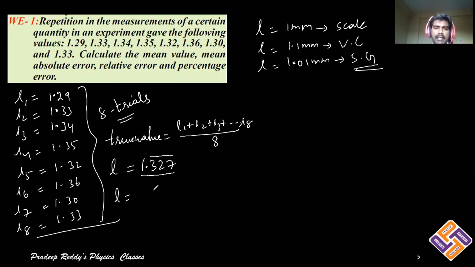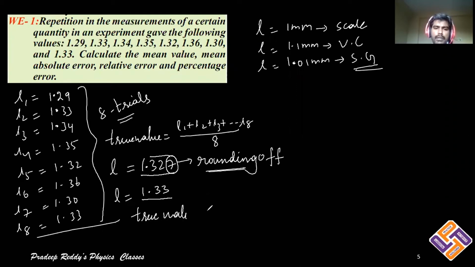So I will be writing it as L is equal to 1.33, because the last digit you are rounding off. When you are rounding off, if the digit which you need to round off is 5 or greater, you will just raise its preceding number. As 7 is greater than 5, you are raising this 2 by 1 to become 3. Therefore, what is the true value now? The true value is equal to 1.33. We have got the true value.